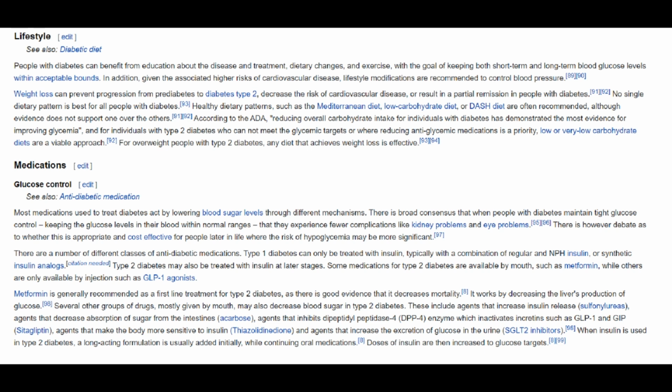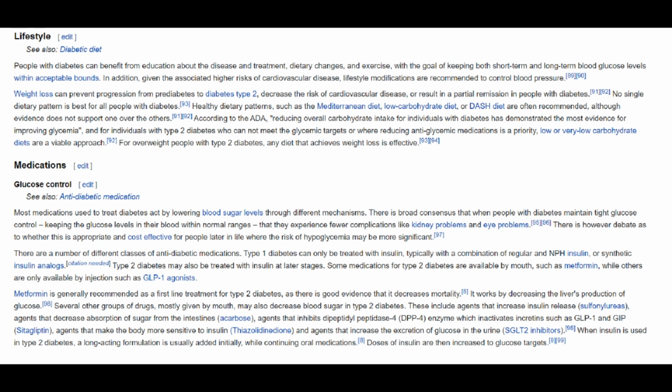According to the ADA, reducing overall carbohydrate intake for individuals with diabetes has demonstrated the most evidence for improving glycemia, and for individuals with type 2 diabetes who cannot meet the glycemic targets or where reducing anti-glycemic medications is a priority, low or very low carbohydrate diets are a viable approach. For overweight people with type 2 diabetes, any diet that achieves weight loss is effective.